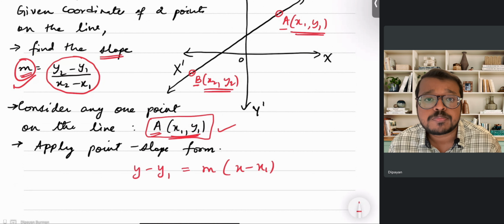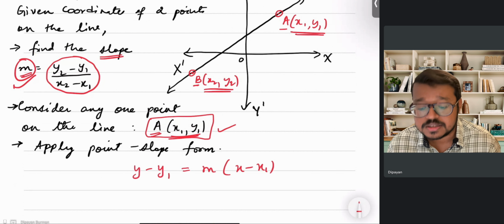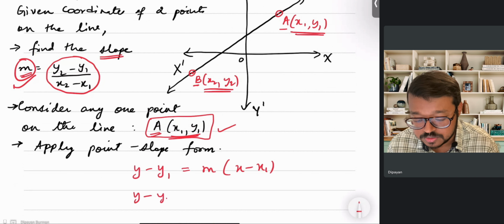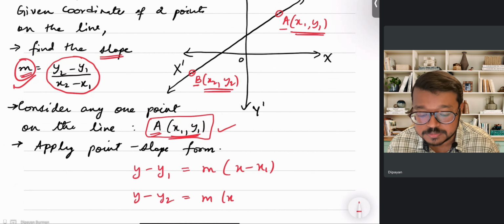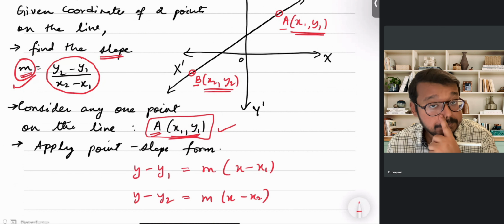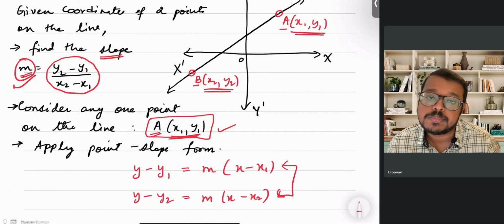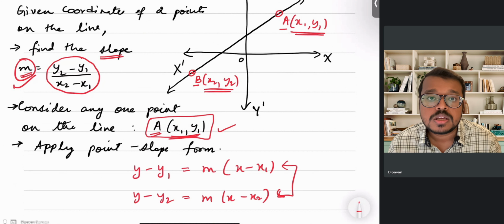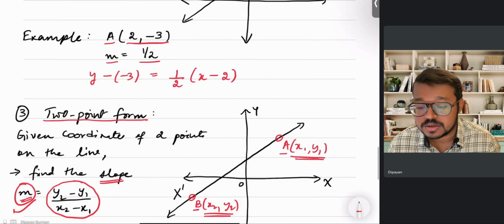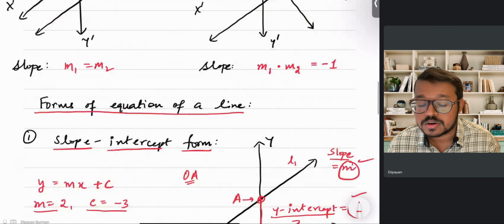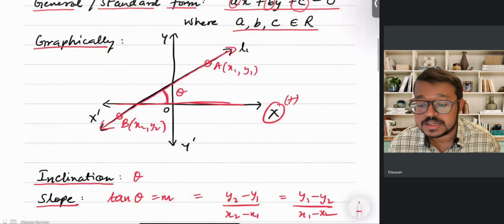If I had considered point B with coordinates x2 and y2, I will get an equation y minus y2 equals m into x minus x2. But if you simplify and rearrange, you will find that both of these equations will be the same thing. So this is a recap of all the concepts that you need to know for the section on midpoint formula and equation of a line.